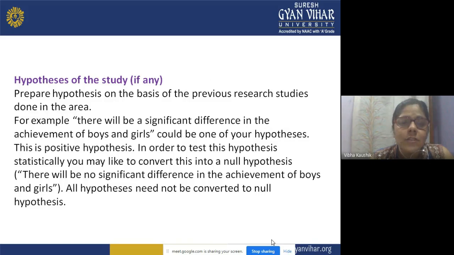In order to test this hypothesis statistically, you may like to convert this into a null hypothesis. Null hypothesis, when we are not biased, the results can be on this side or on that side. There will be no significant difference in the achievement of boys and girls when we are framing this type of hypothesis. But I am not sure whose achievement will be better, boys or girls. The hypothesis needs to be converted to a null hypothesis, because as a researcher I cannot be biased while doing my research.